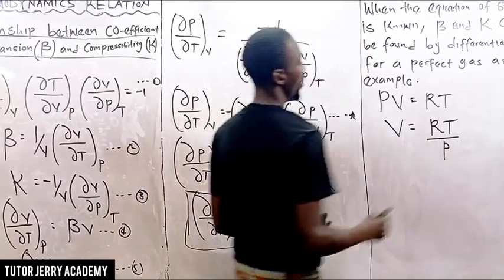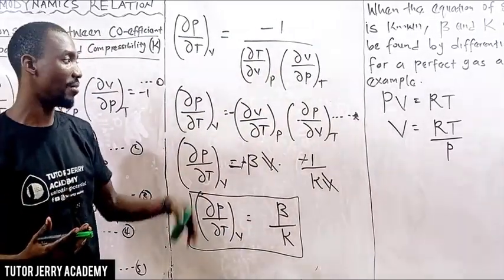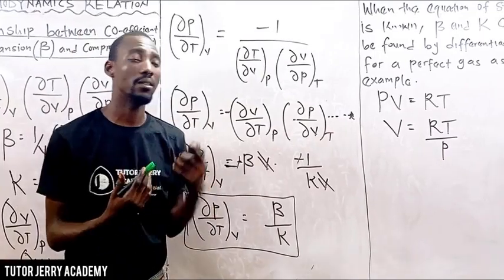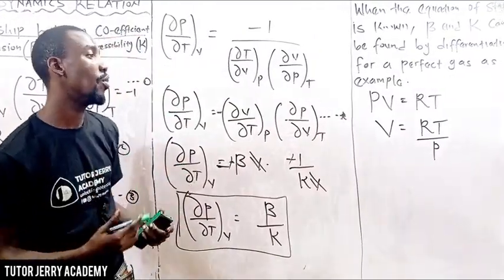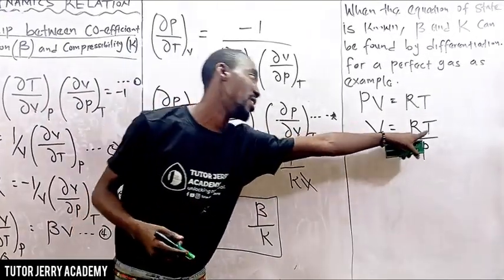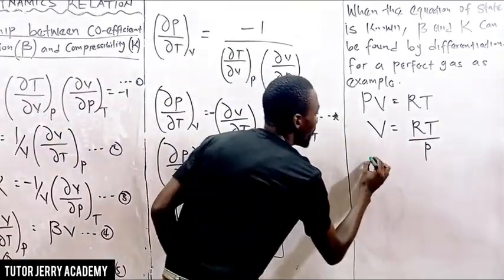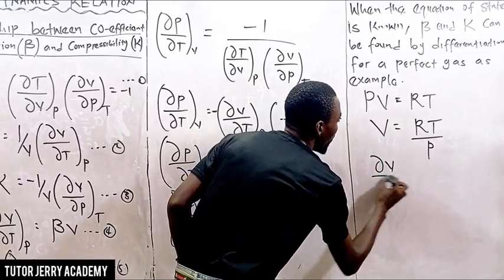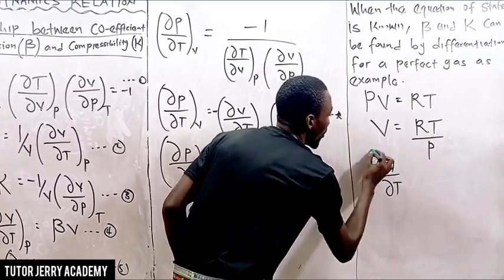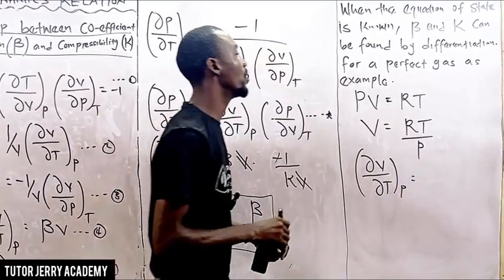All over P. All right. So if V is equal to RT over P, now the thing we want to do here is differentiate V with respect to T, keeping P constant. We are going to differentiate V with respect to temperature, keeping P constant. All right. So how do we do this?